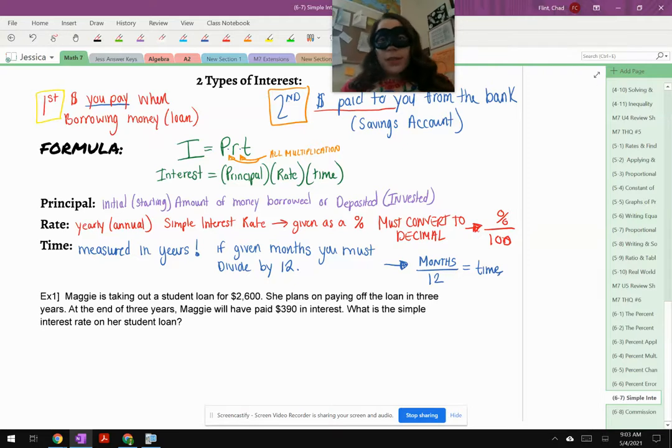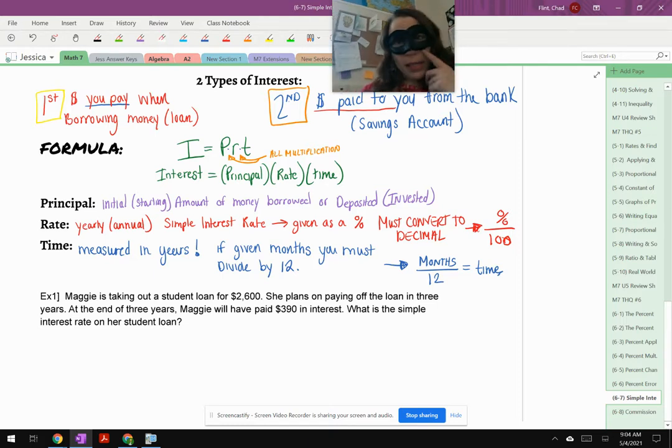Okay, example 1. The key thing when you're doing these problems is to look for the keyword simple interest. If the problem says simple interest, you're using this I equals PRT formula. It's that simple.